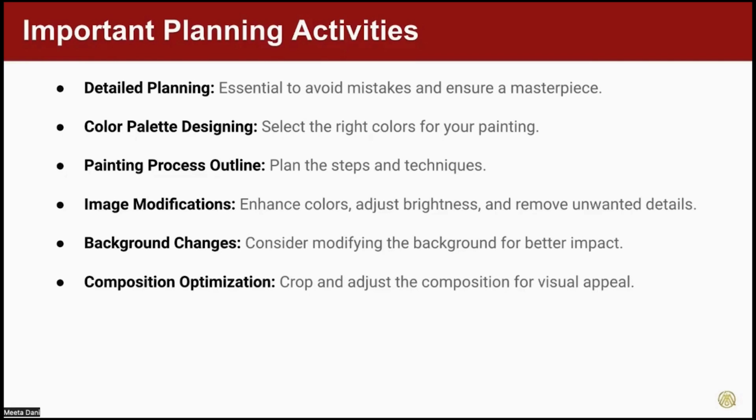Next is composition optimization. You can crop and adjust the composition. You can use some good composition guidelines like rule of thirds or central composition, or some kind of leading lines, or any kind of composition guidelines you can use. And you have to find out what composition guidelines you are going to implement for your painting, and that activity you have to do it during the planning stage, right?